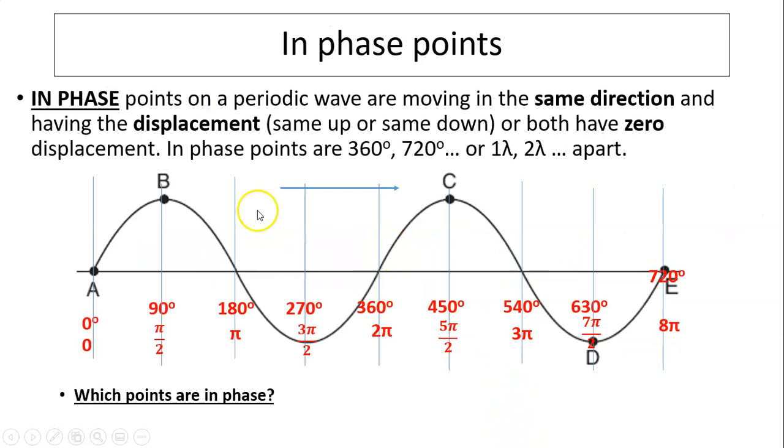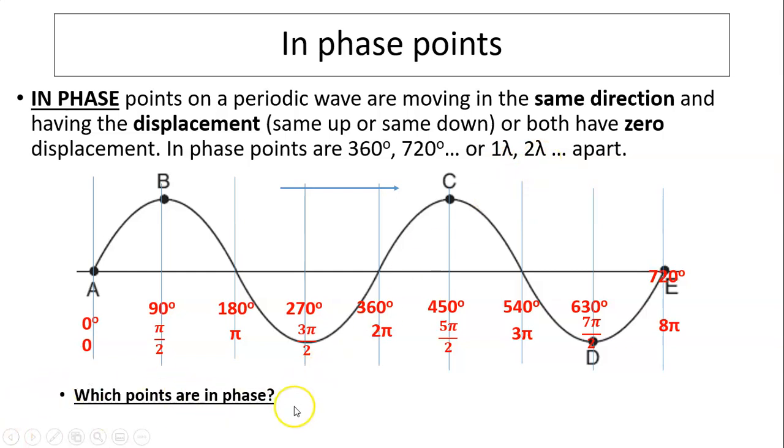In-phase points. So in-phase points on a periodic wave are moving in the same direction, having the same displacement, not both up or both down. That means they could both have 0 displacement also. So one way to figure it out is you look at the points. Are they 1 wavelength apart, or 2 wavelengths apart, or 3 wavelengths apart, and so forth? So in-phase points have to be a whole number of multiple waves.